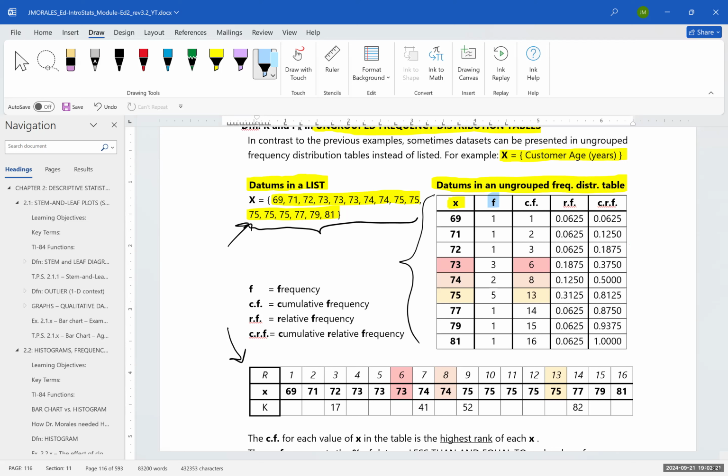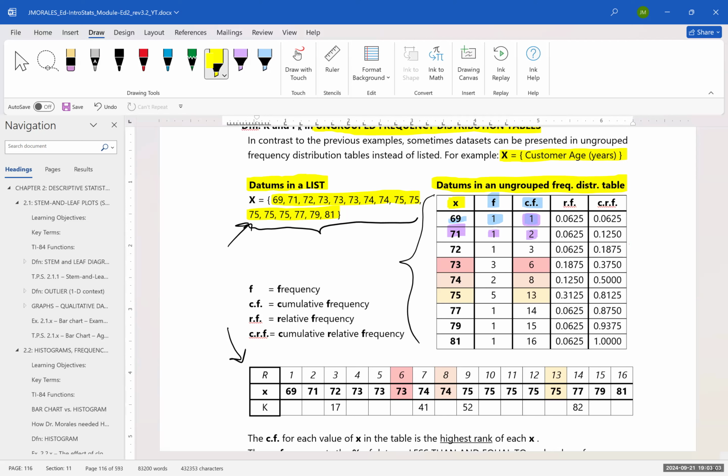And the third column is cumulative frequency. So cumulative is a running sum. Starting with the first value of X and the first frequency, you start the cumulative frequency with the same value as the frequency in the first row. So we have a cumulative frequency of 1. To get the next cumulative frequency for 71, you take the frequency of 71 and add it to the previous cumulative frequency. So we get 1 plus 1 equals 2.